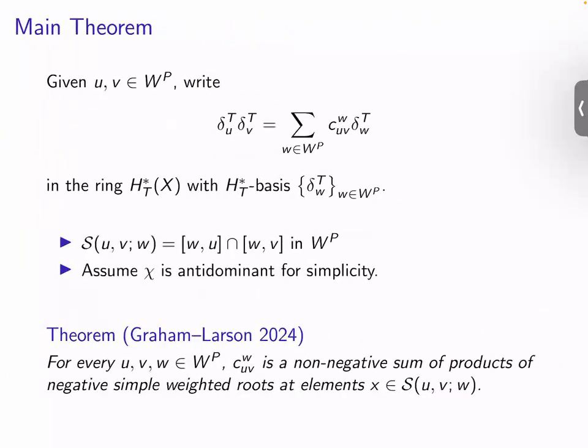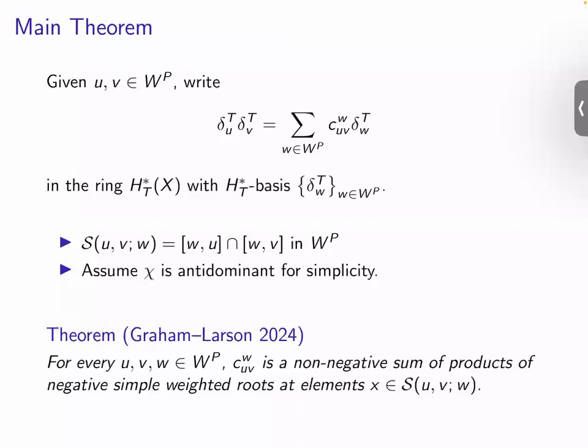So here's our main theorem. Given any two Weyl group elements, on the left-hand side, write the product of the weighted Schubert classes using the ring structure. And on the right-hand side of the equation, expand that element in terms of the basis. And so the C^W_UV, which we call weighted structure constants, are elements of the T-equivariant cohomology of a point, which is really just a polynomial on the Lie algebra of the torus. So you can think of these C^W_UV as polynomials.